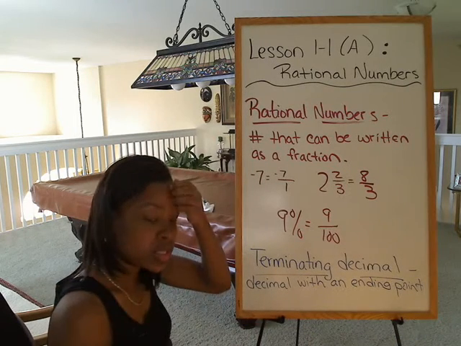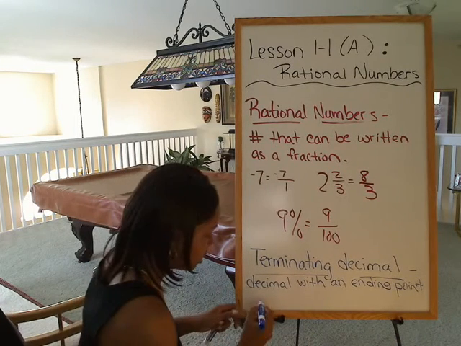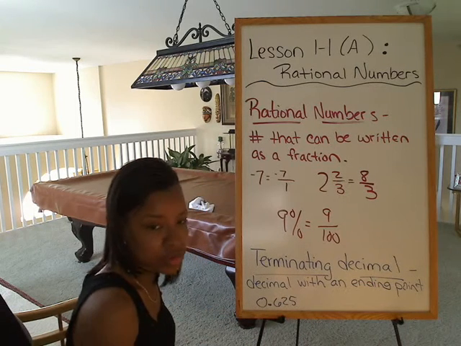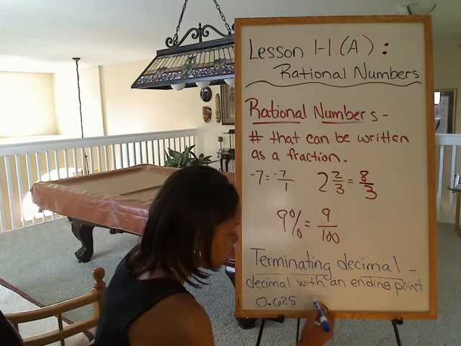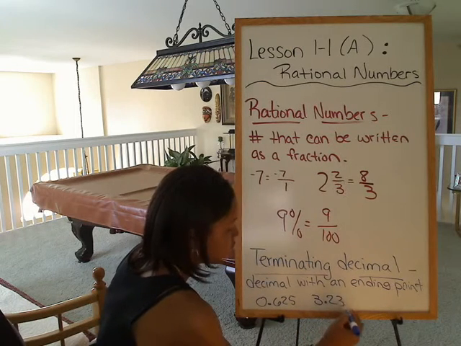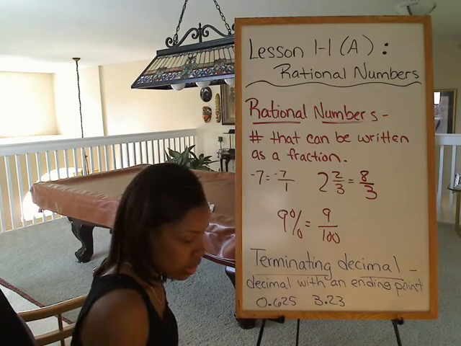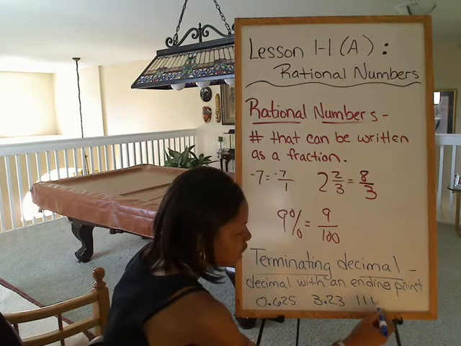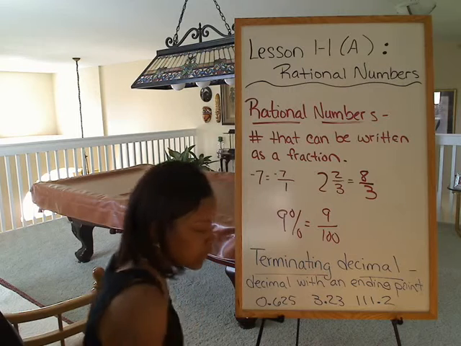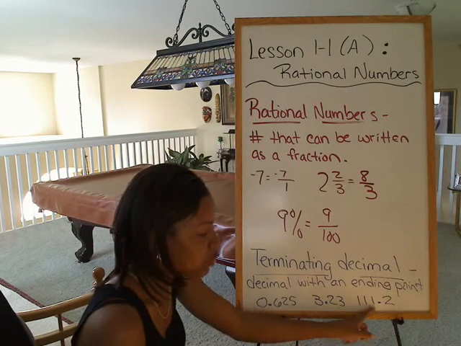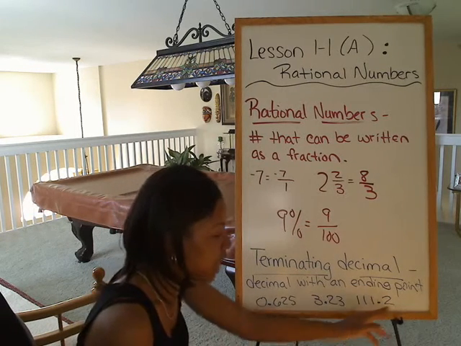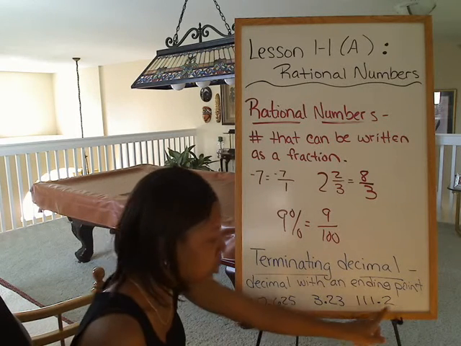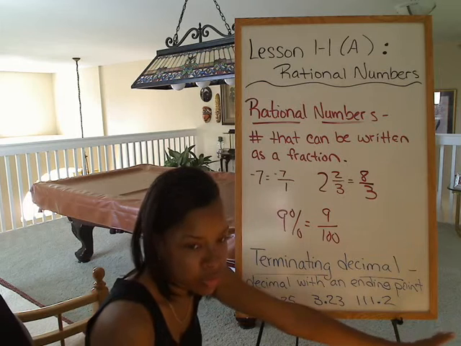Okay, so for instance, decimals that have endings could be like 0.625. It stops after the 5, so it's a terminating decimal. 3.23, terminating decimal. Another example could be 111.2, terminating decimal. It doesn't matter how many numbers are in front of the decimal, as long as after the decimal it comes to an end somewhere. The numbers just don't keep going on and on and on forever.